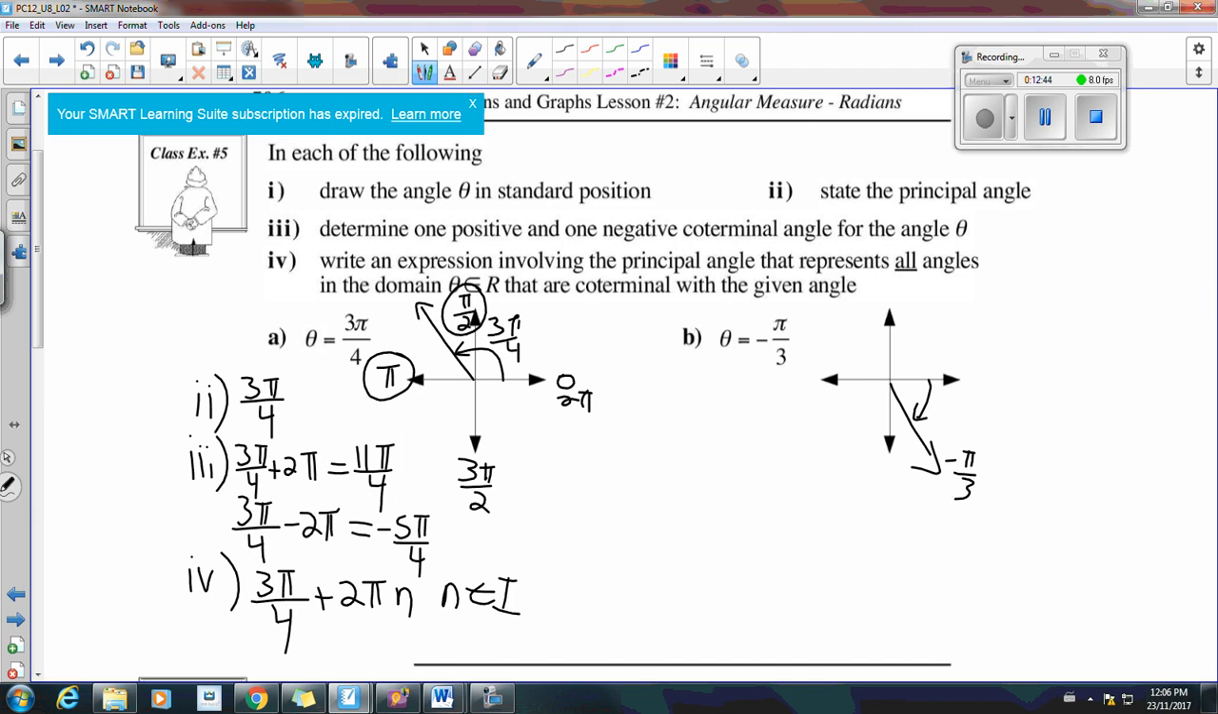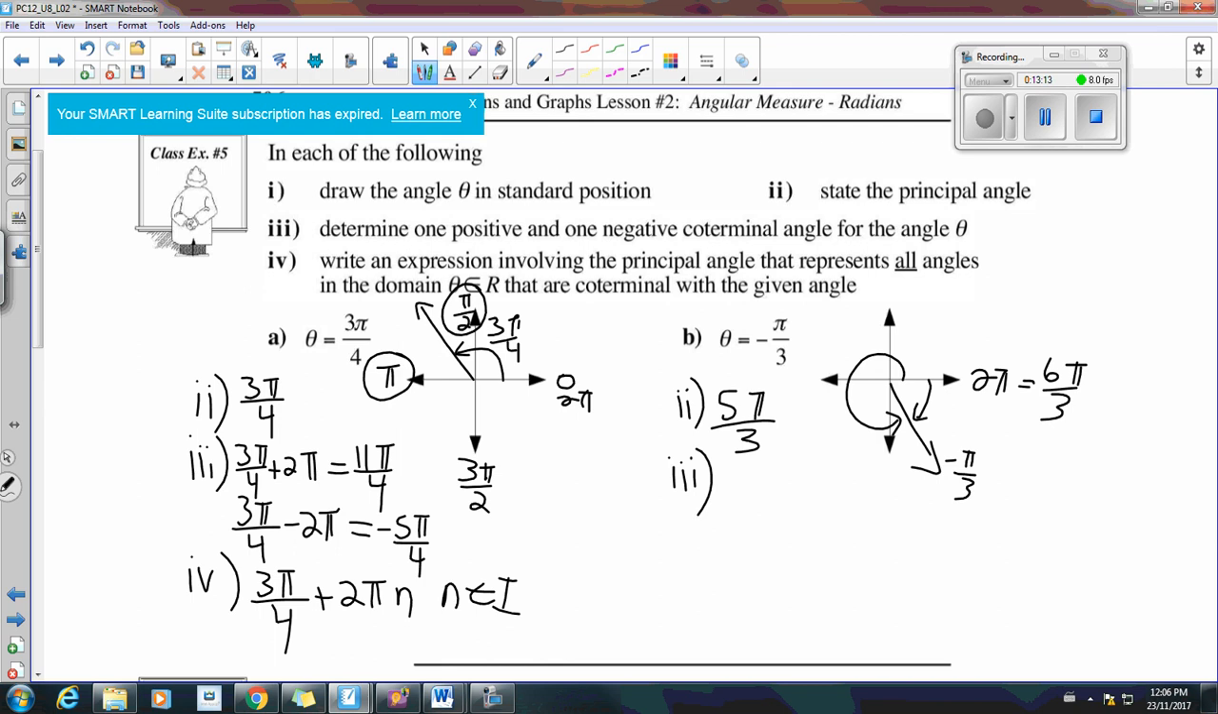So, next part of the question, what is the principal angle? Well, that means we want to go this way. Now, remember that to get a full rotation would be 2 pi, which would be the same as 6 pi over 3, just working with equivalent fractions. So we're not quite at 6 pi over 3, we're 1/3 short of that. So this angle must be 5 pi over 3.